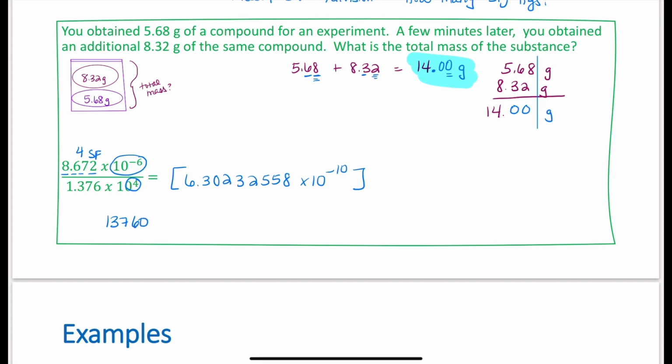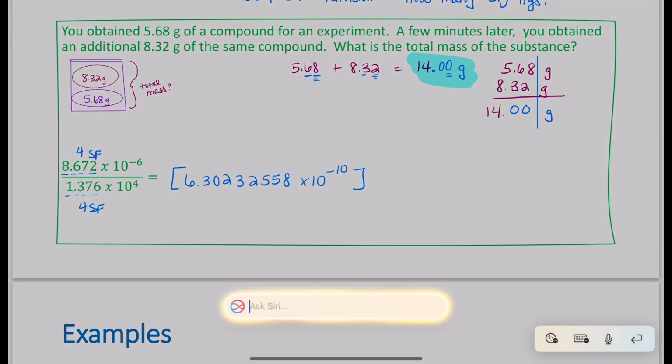Zeros are what get tricky, okay? In this case, this zero is not significant because there's no decimal place holding it in this place. It's just there. It's not significant. So by putting it in scientific notation, it actually makes it easier to see it's not, in fact, significant. This also has 4 sig figs overall. So my final answer can only have 4 sig figs.